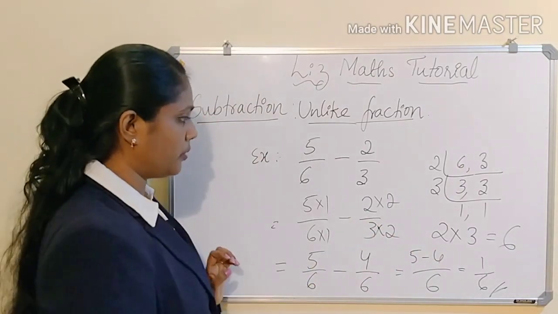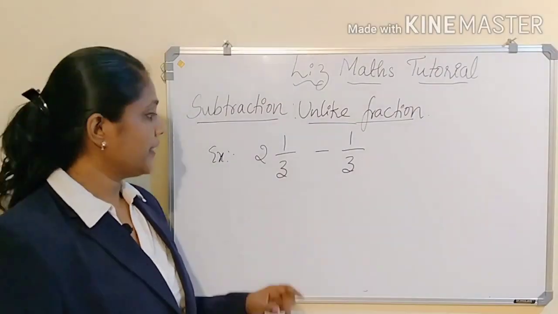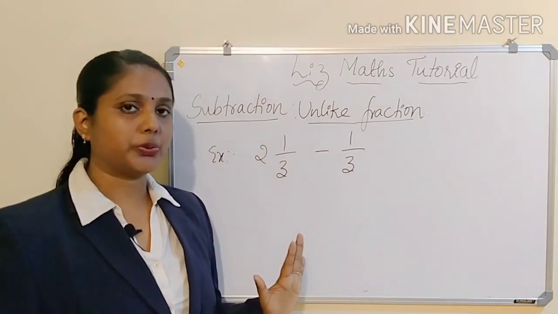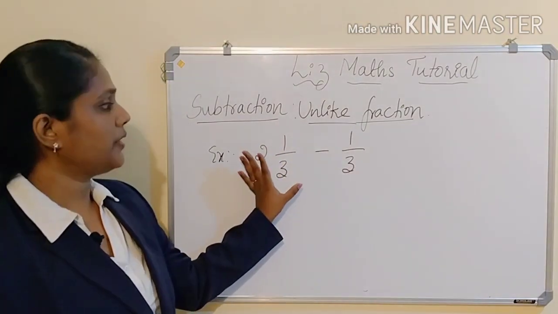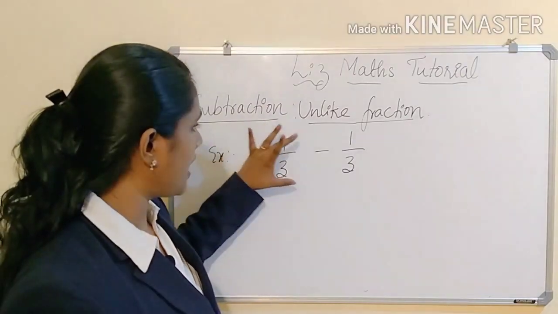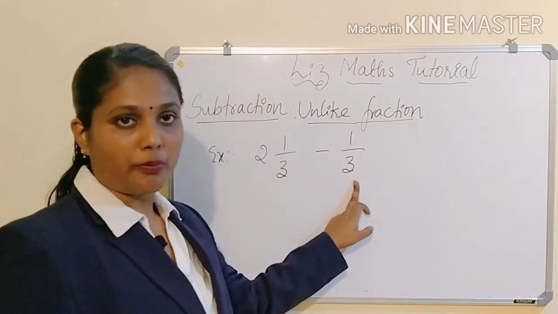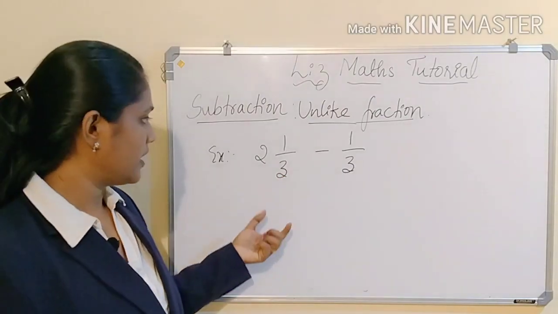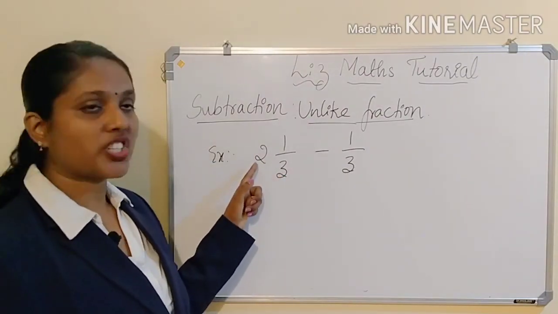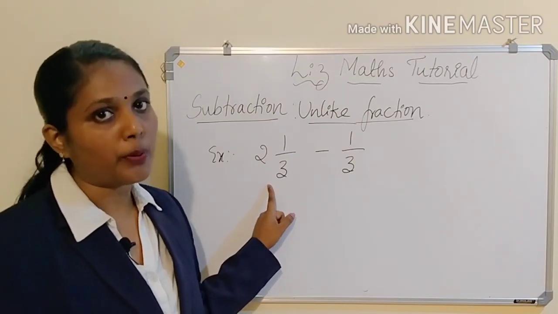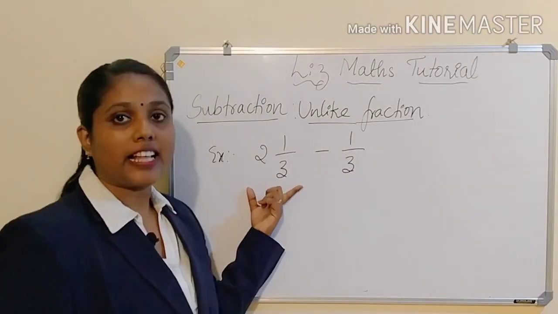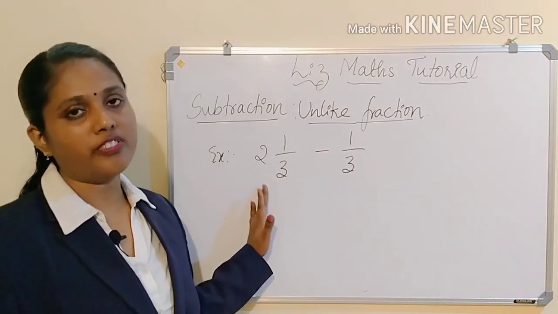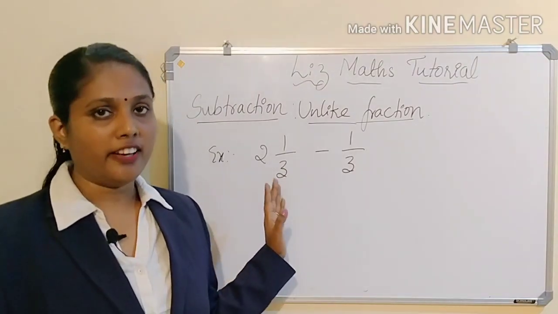So let me take one more example. See here, 2 1 by 3 minus 1 by 3. What will you do? In this case, can you see that these two have the same denominator, so you can say that it is a like fraction? No, because here this fraction is not in the form of a proper fraction. This is a mixed fraction. What do you have to do here? You have to convert it to an improper fraction.